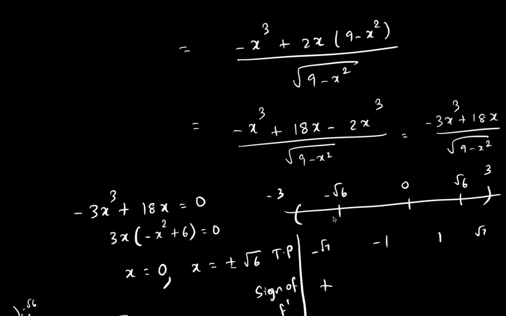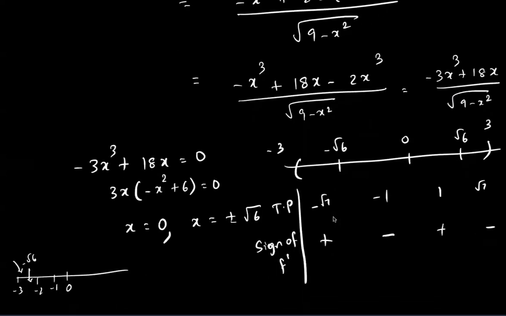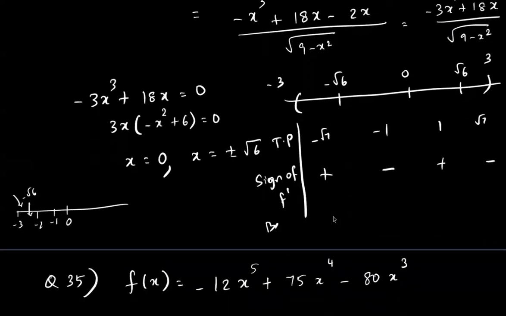If I put negative 1, what happens? Negative 1 when squared is 1, so that is a negative. If I put a 1, what happens? I get a positive. If I put a root 7, what happens? Root 7 when squared is 7, negative 7 plus 6 is negative. So this becomes a negative. So then what is my behavior of f? Increasing, decreasing, increasing, decreasing. Okay.